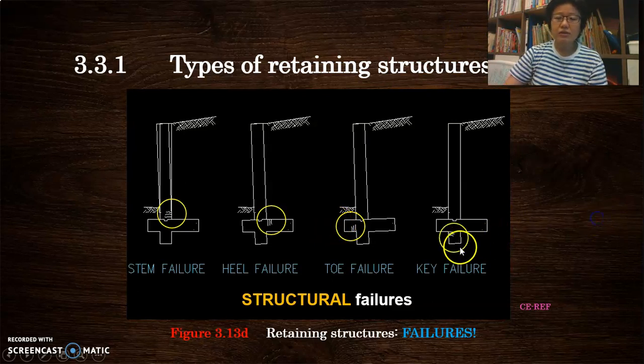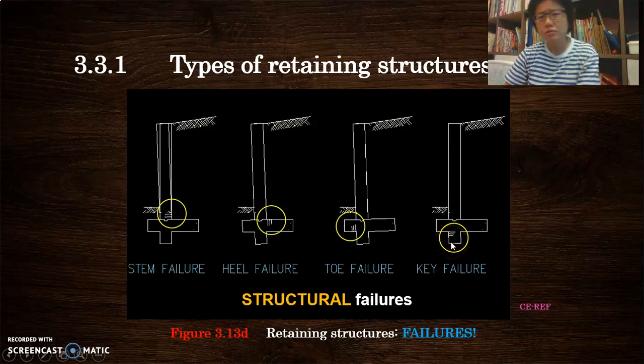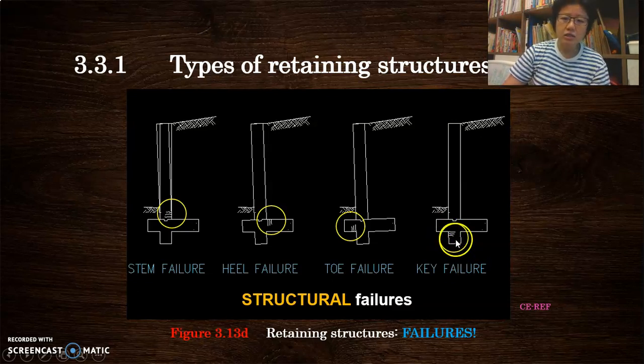And the last one is the key failure. Now, the key that we're referring to here is the shear key. Alright, the shear key. If I were to ask you, is the shear key good or bad for the stability of the wall? And obviously, it's put in there to enhance the resistance of the wall. Why? The longer it is, the greater passive pressure that you can get from the front to resist the wall from overtopping. Alright?